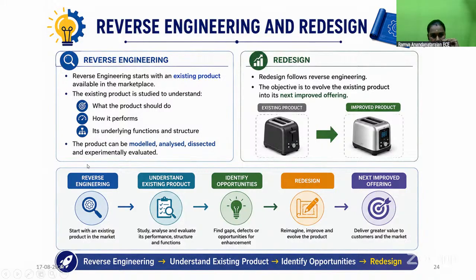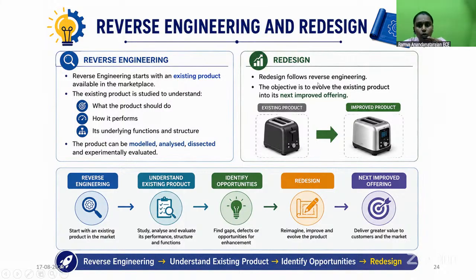So you can look at the first three steps here. The first one is reverse engineering. You start with an existing product in the market. After you start with the existing product, you understand the product. How do you understand the existing product? You study, analyze, and evaluate its performance, structure, and functions. Once you understand, you identify the opportunity, that is, what is the gap or what are the defects or what are the things missing in this existing product. Once you do that, you can go for redesign, that is, you can reimagine, improve, and evolve the product, and you can produce an improved product.